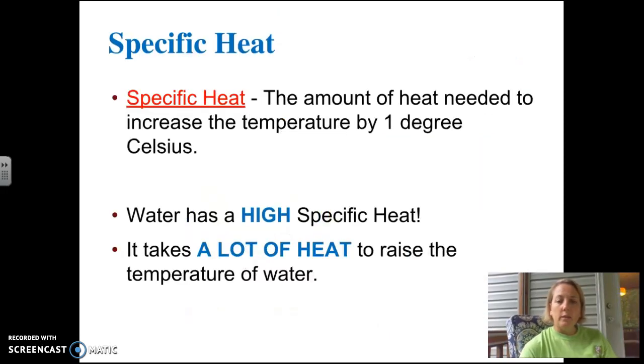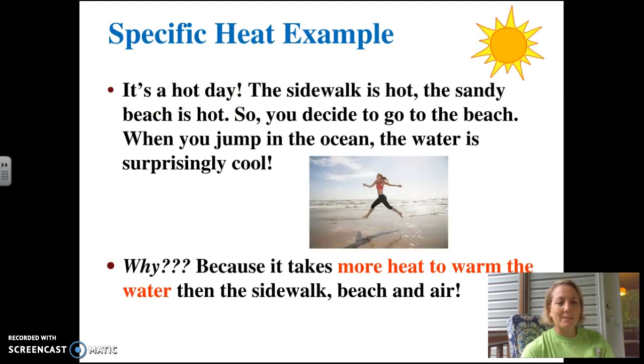Specific heat. The definition is the amount of heat needed to increase the temperature by 1 degree Celsius. Water has a very high specific heat. It takes a lot of energy to raise the temperature of water 1 degree Celsius. So specific heat is just the ability to raise the temperature of any substance, in this case water, 1 degree.